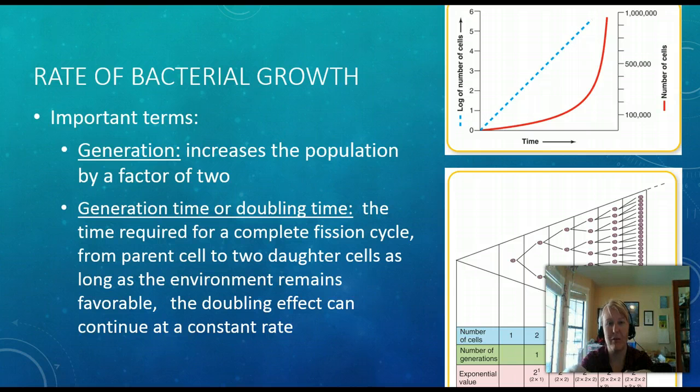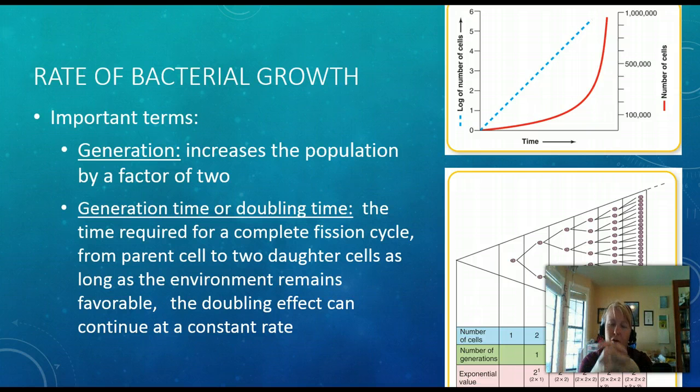What we're looking for in this topic is growth. So, rate of bacterial growth. There's a couple important terms. I know I said there wasn't going to be much vocabulary, but there is a little bit of vocabulary, just a little bit. So generation is the time that it takes for a population to increase by a factor of 2. And generation time, or doubling time, is the time required for the complete fission cycle. Okay, so make sure you understand those two concepts.